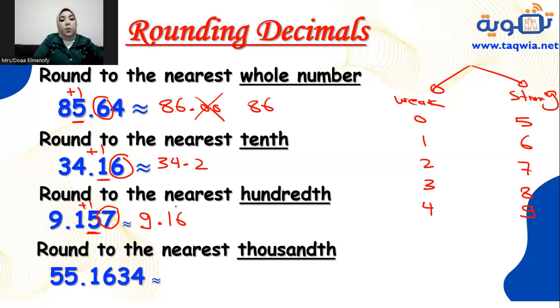And here we want to round to the nearest thousands, so you have to underline the digit in the thousands place. Okay, so here I'm going to underline 3 and circle 4. If we have 4 or less, they are weak numbers, and weak numbers will not add anything to the digit. So we're going to keep it. So we're going to write it 55.163. We will not add anything here. Okay, so this is rounding decimals. Do you remember now? Great, grade 5. You're amazing.